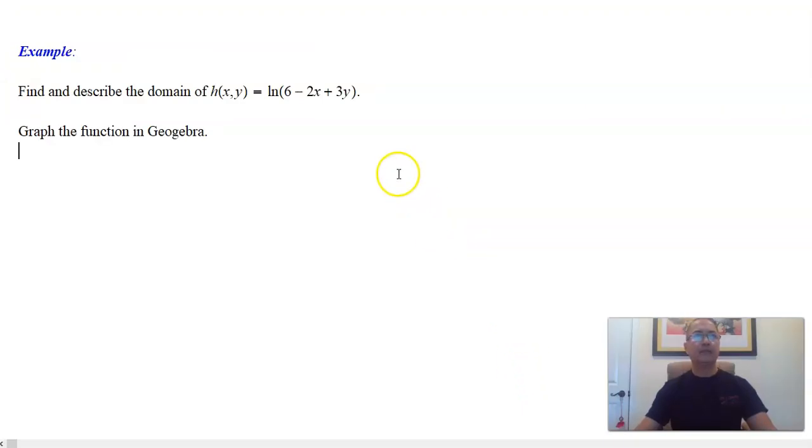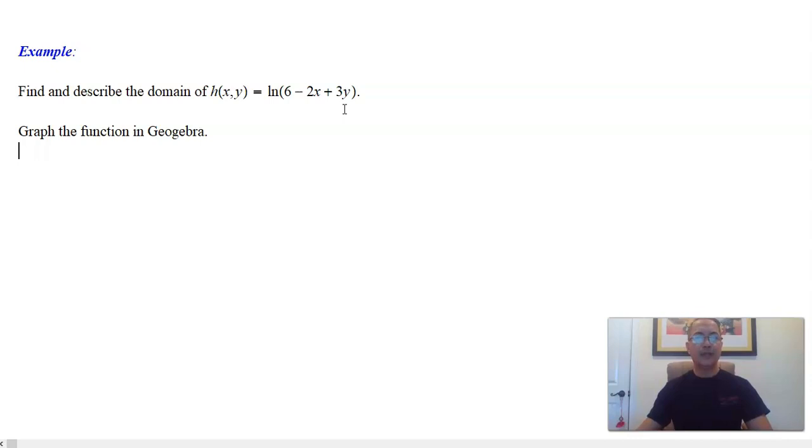All right, let's do an example similar to what you would find in the handout right after that example that we just looked at. So it also has a logarithm, the natural logarithm. But let's put 6 minus 2x plus 3y inside the parentheses.